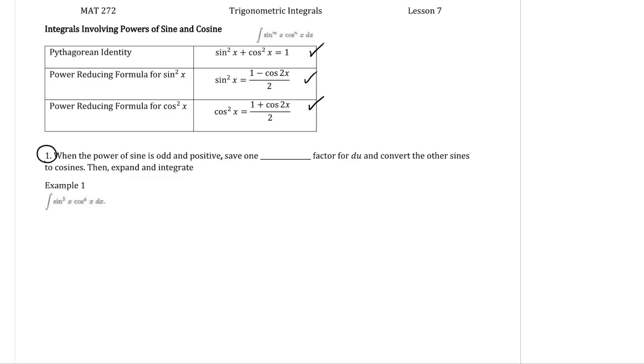So looking at first just number one. When the power of sine is odd, like the 3 that's on sine here, and it's positive, the technique that we are going to use is to save one sine x for du, and change all the other sines to cosines using the Pythagorean identity. And once you have used the Pythagorean identity, you are then going to let u be cosine x.